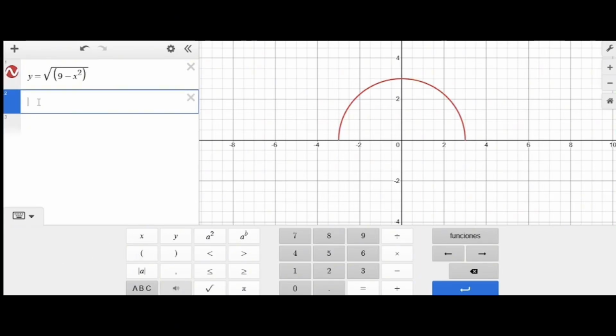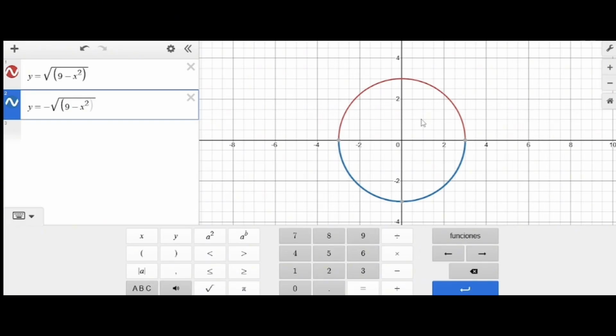Now, let's do the same thing. y equals negative square root of parentheses 9 minus x squared. And now we get a bottom hemisphere, or the southern. Together, these two equations also create a circle, but this time we built it using functions instead of a single equation. This is where graphing is really interesting.